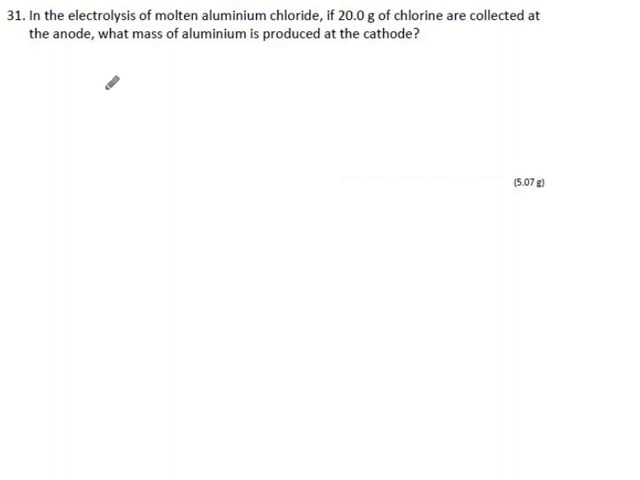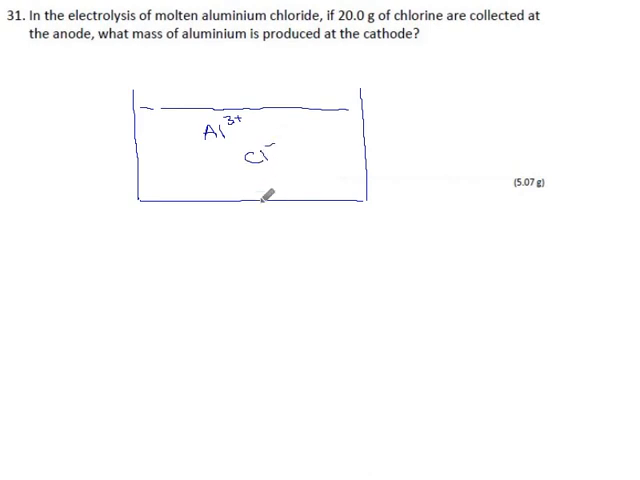And finally, what have they got for us here? In the electrolysis of molten aluminum chloride, we have our big container. It contains aluminum ions. It contains chlorides. And at the anode, that's where oxidation happens, we have chlorine forming. 20 grams of Cl2.